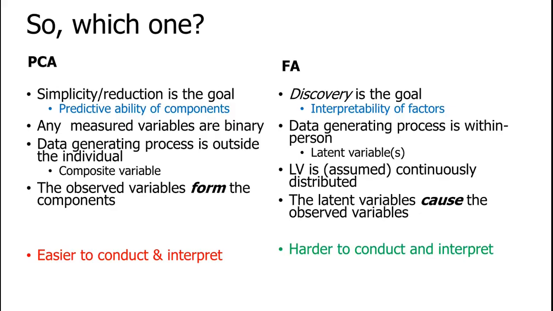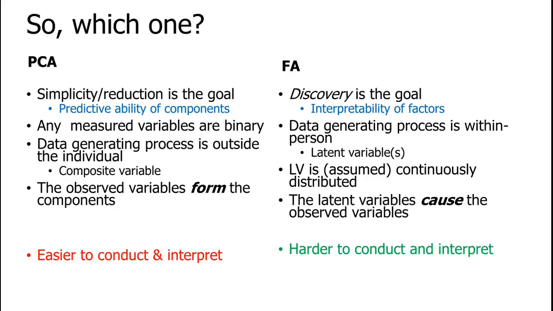In factor analysis, we are assuming that the data generating process is within person, whereas in principal components analysis, the data generating process can be anywhere. It could be within person or outside of them, or a mixture of both. And in factor analysis, we are assuming that the latent variables underlying responding are reflexive variables. So that the individual latent variable itself is causing scores on the manifest or observed variables. Whereas in principal components analysis, the observed variables are being used to form the underlying composite.